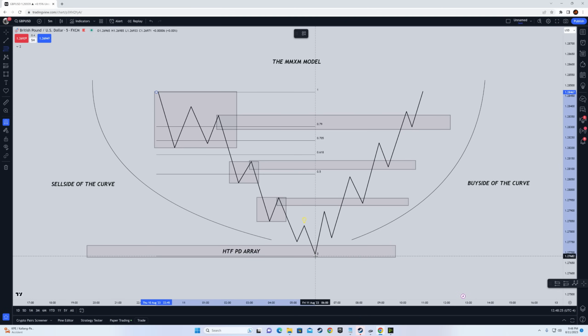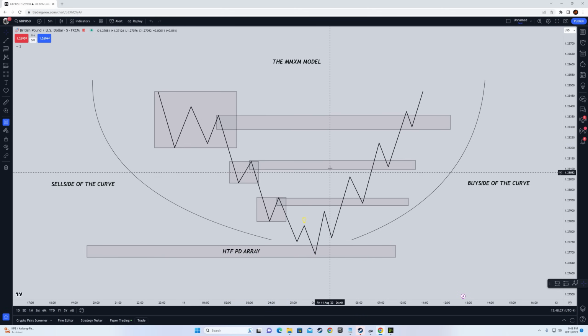That is like the best time to get into the markets. Once price goes above the 0.5 level, the probabilities decrease, okay? So this is literally it, guys. This is the market maker model. I don't know why people overcomplicate it so much, but I'm going to show you guys examples and it's going to be crystal clear. So it's literally that. You get a consolidation phase, you get a distribution phase.